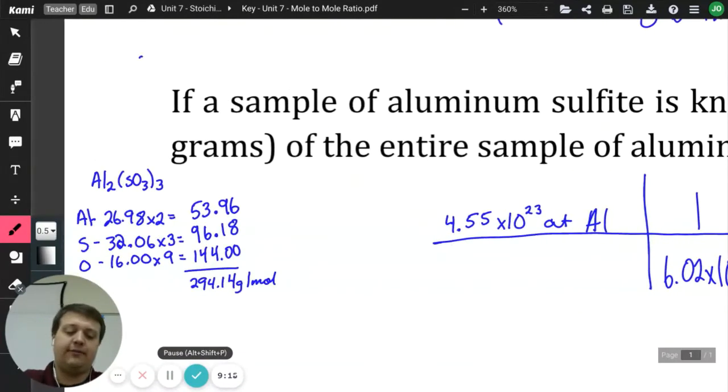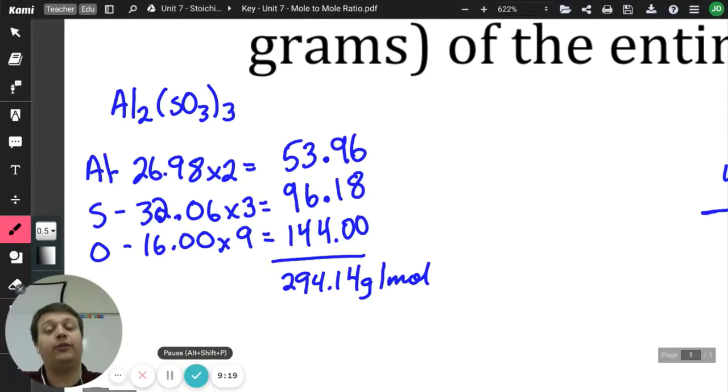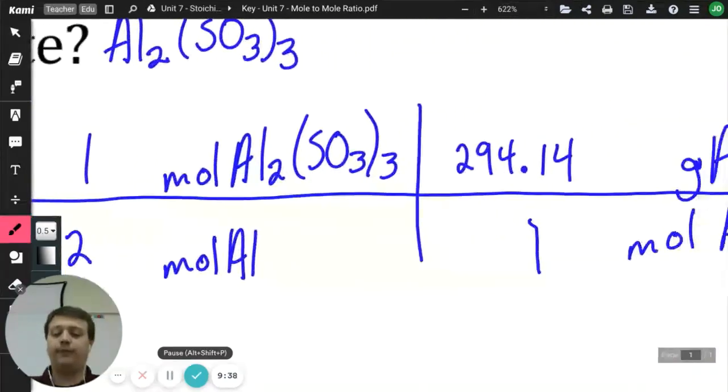I did that from what is right here. So my aluminum had a mass of 26.98. There were 2 of them, so we multiplied by 2. We got 53.96. Sulfur has a mass of 32.06 times 3 equals 96.18, and then oxygen is 16 times 9, which is 144. Add those all together, we get 294.14.